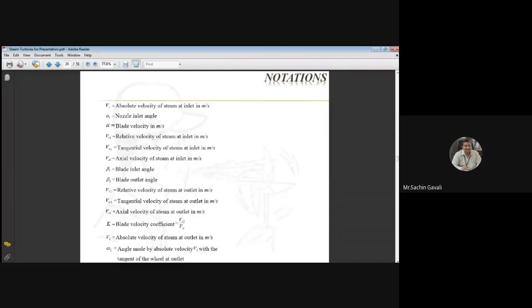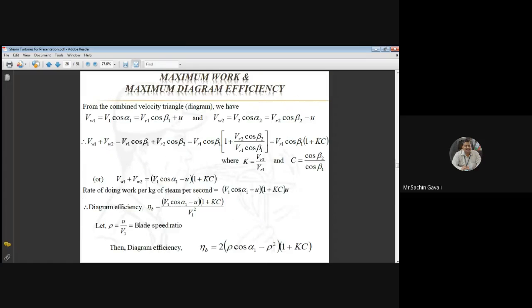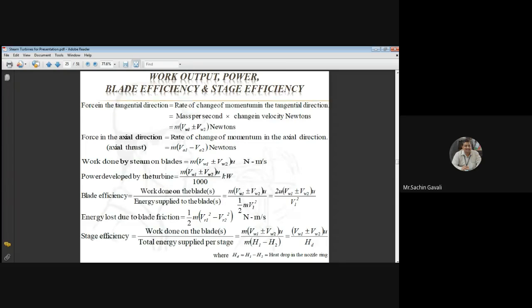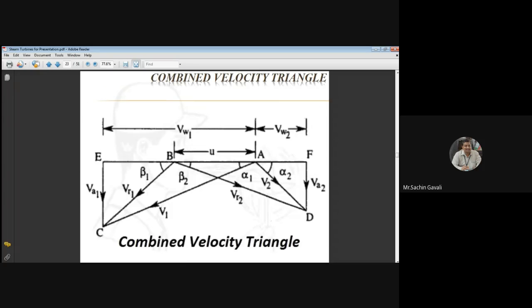Okay, the notations are there. Here we have one absolute velocity of steam. So already there is a little bit of difference in our components. C is a velocity component, and instead of Va1 we call it Vf1, the flow component of steam at inlet.